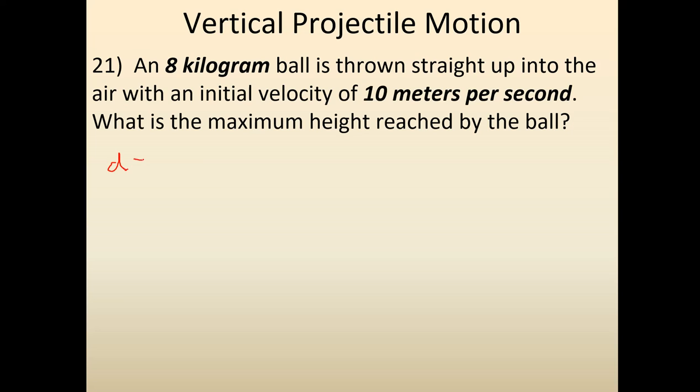All right, so we're going to write down all our variables, d, vi, vf, a, t, and then go through each one and try to pull out the information. So we have an initial velocity of 10 meters per second. We know that the acceleration is going to be negative 9.8 meters per second squared because the velocity is upwards and this is downwards. It says the phrase maximum height, so this is unknown.